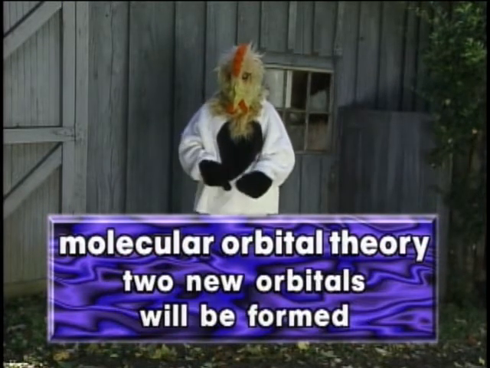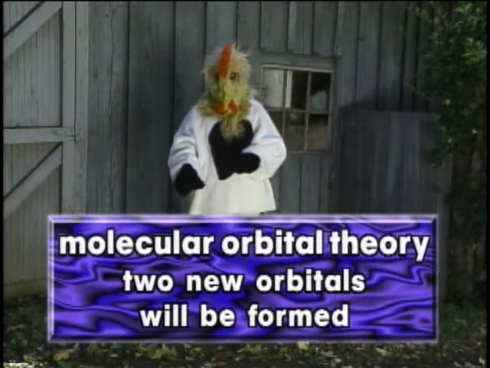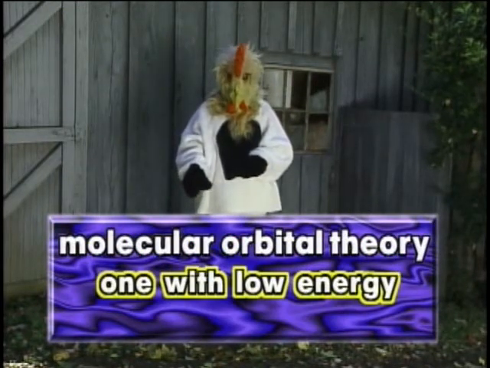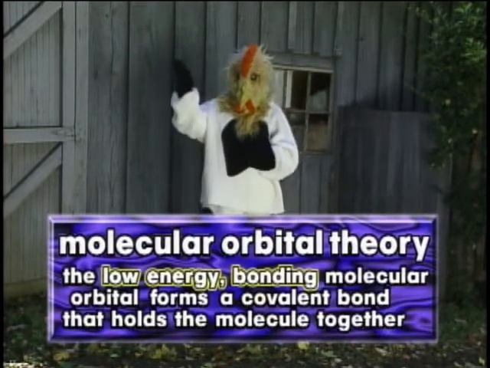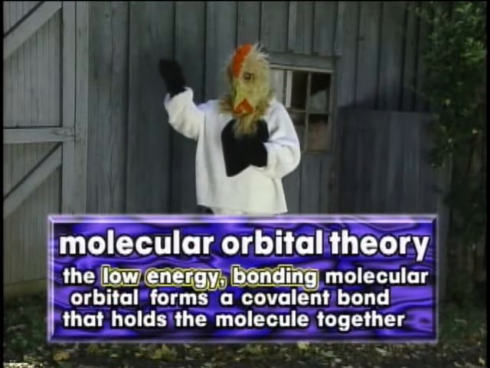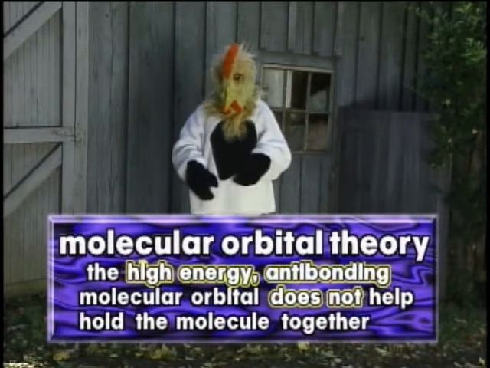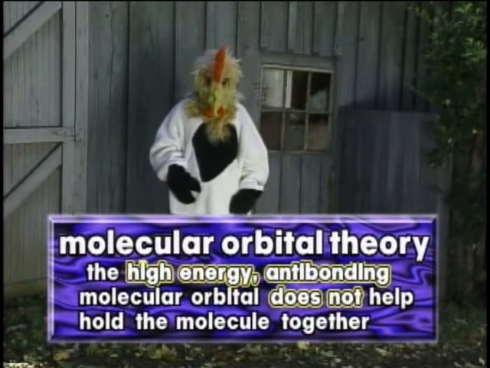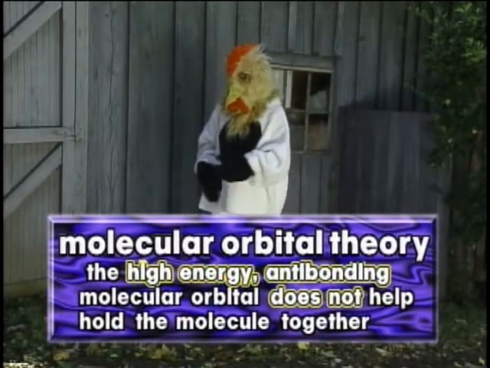Molecular orbital theory says that when 2 orbitals come together, one from one atom and one from another, 2 new orbitals will be formed, one with low energy and one with high energy. The low energy or bonding molecular orbital forms a covalent bond that holds the molecule together. The high energy or anti-bonding molecular orbital does not help hold the molecule together at all.